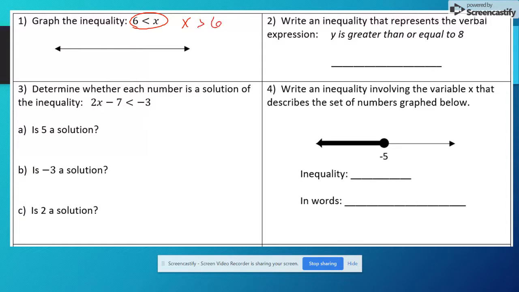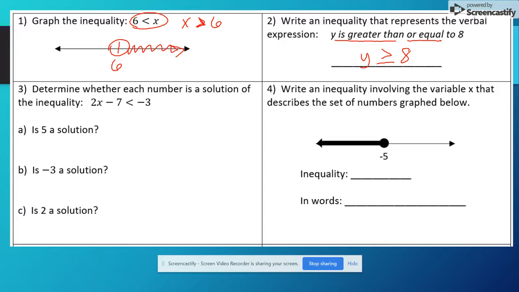So number one, whenever our inequalities are in with the variable first, we like to flip it around, which flips the inequality sign, and then it makes it really easy to graph. So open circle to the right. If you have it written with the variable first, the inequality sign points the direction of the shading. Y is greater than or equal to, that symbol, y and 8. So y is greater than or equal to 8.